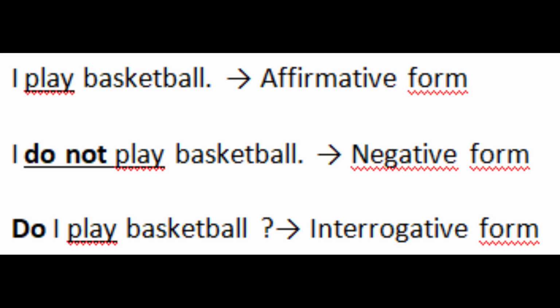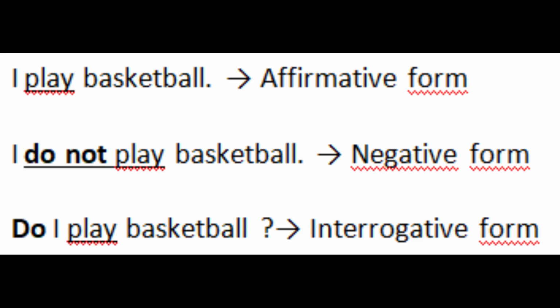Let's take this example. I play basketball. So I have here the subject I, the verb play, and the object, of course, basketball. So this sentence is in the affirmative form. Now, I do not play basketball. So this is the negative form. Here I have inserted the auxiliary do plus the particle not. So I do not play basketball.